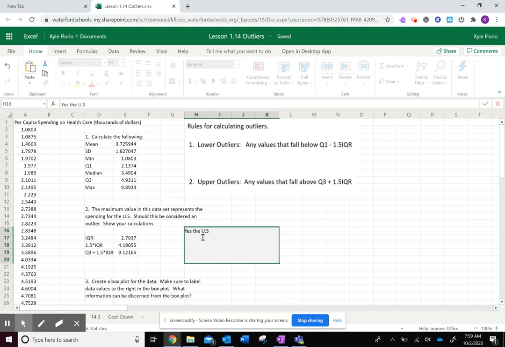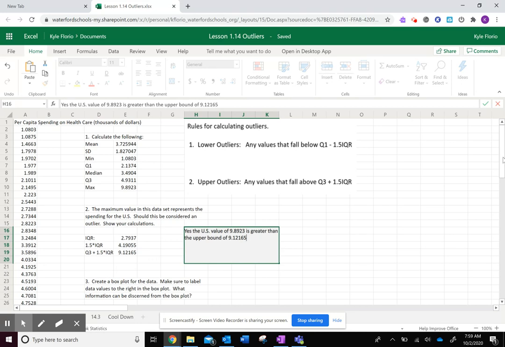The U.S. value of 9.8923 is greater than the upper bound of 9.12165. Okay, so there we go.